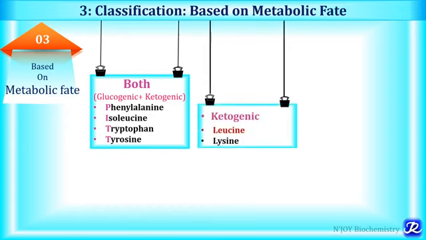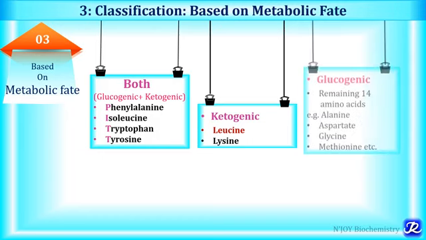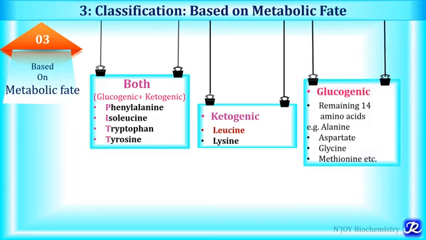There are two amino acids which are said to be ketogenic. They are involved in the synthesis of lipids. Their carbon skeleton is involved in the synthesis of lipid. Out of these two, leucine is considered exclusively ketogenic. Some authors consider lysine also as ketogenic, but the exclusively ketogenic amino acid is leucine. The rest 14 amino acids are glucogenic. For example, alanine, aspartate, glycine and methionine.